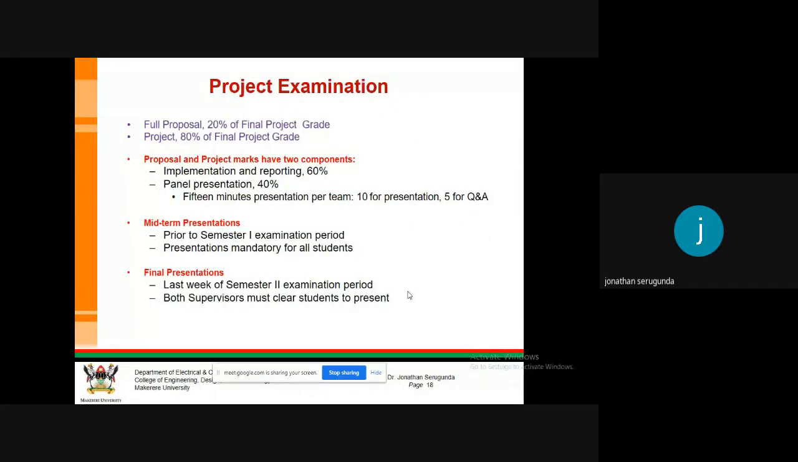Now, how do we examine our projects here?